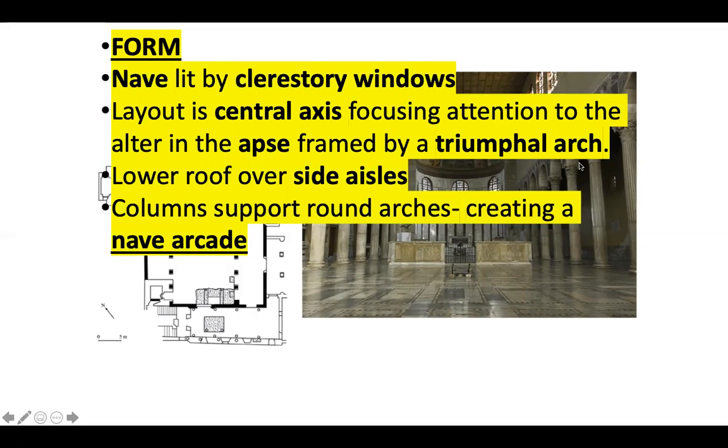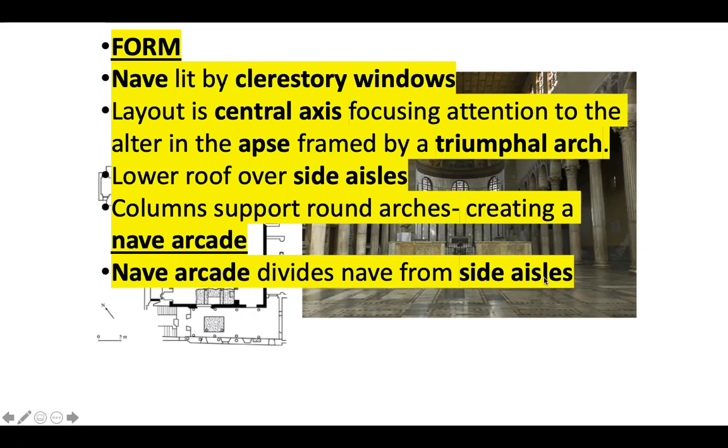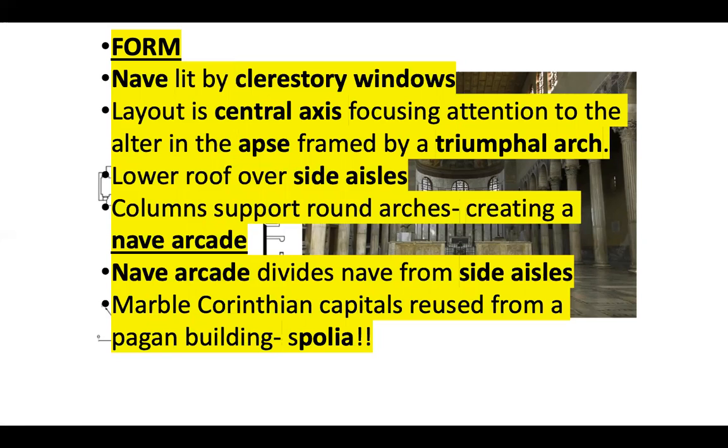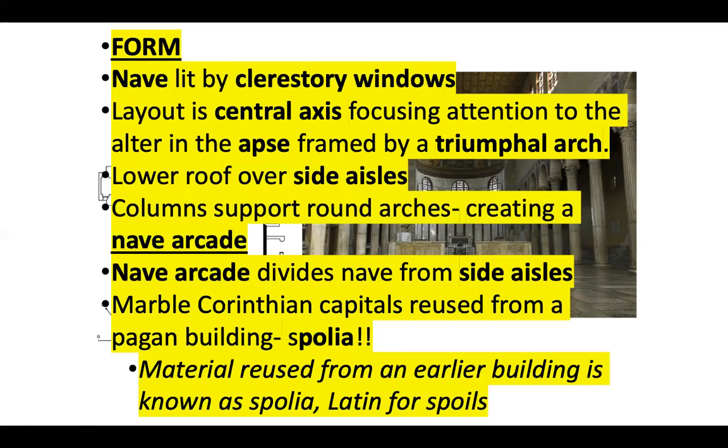So remember, an arcade is repeating arches. Now we have a nave arcade. The nave arcade divides the nave from the side aisles. The marble Corinthian capitals are reused from a pagan building. Spolia. Material reused from an earlier building is known as spolia, which is Latin for spoils.